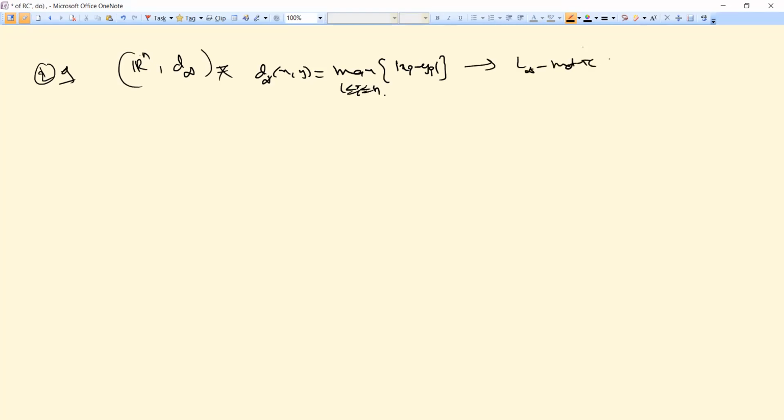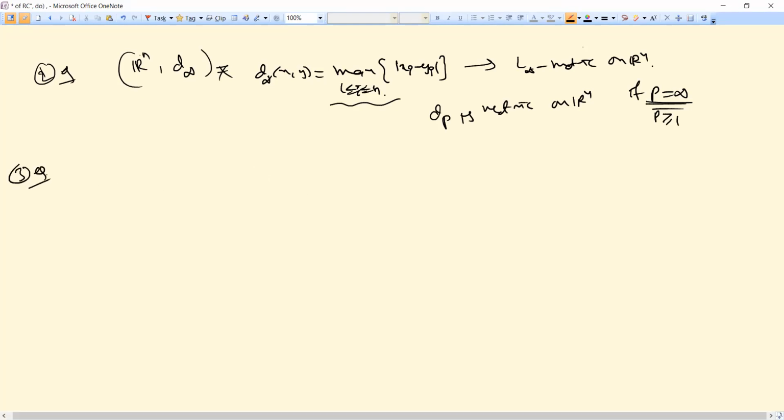We have shown yesterday, look at your notes, look at your videos, that d_p is a metric. So d_p is a metric on R^n, where it is a maximum if p equals infinity, for p bigger than or equal to 1 or p equals infinity. Yes or no? This is straightforward, we have shown.